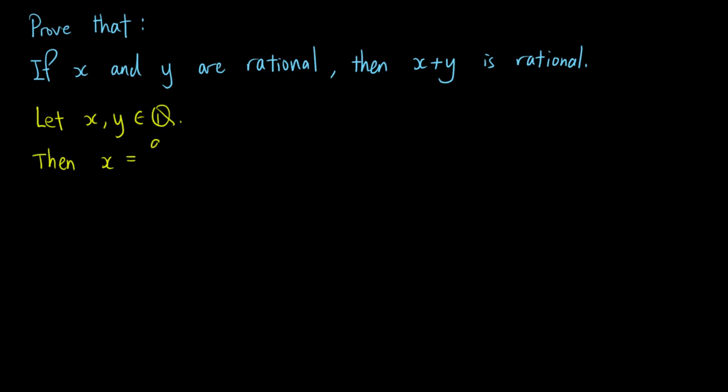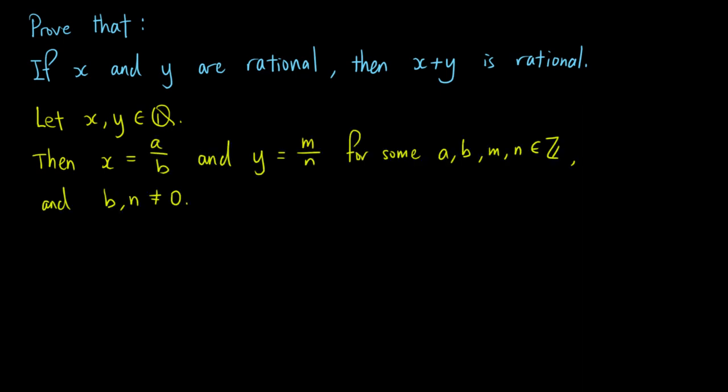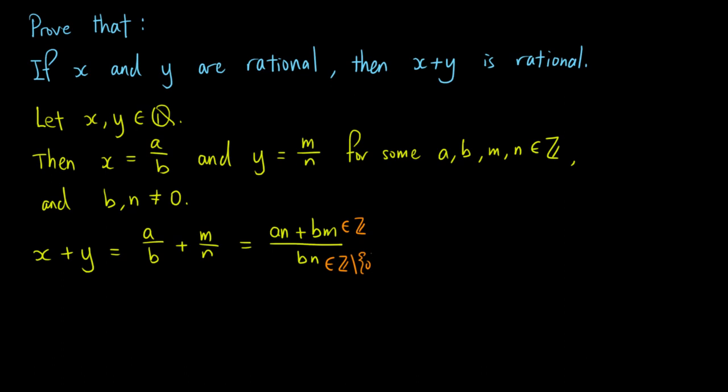So we can write x equals a over b and y equals m over n for some integers a, b, m, n, where b and n are non-zero. Then we compute x plus y as a over b plus m over n, which is (an plus bm) over bn. Since we know that an plus bm and bn are integers, where bn is non-zero, we have that x plus y is a rational number.